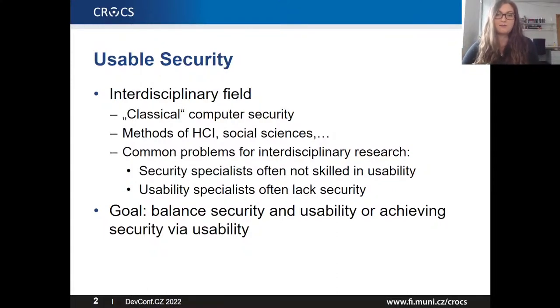On the other hand, security is defined, according to ISO again, as the prevention of damage to, unauthorized use of, exploitation of, and, if needed, the restoration of electronic information and communication systems and the information they contain to strengthen the confidentiality, integrity, and availability of the system. Basically, a goal of usable security is to balance usability and security, or let's say to achieve security via usability. The usable security field has focused on applied problems and the interaction of cybersecurity and usability.